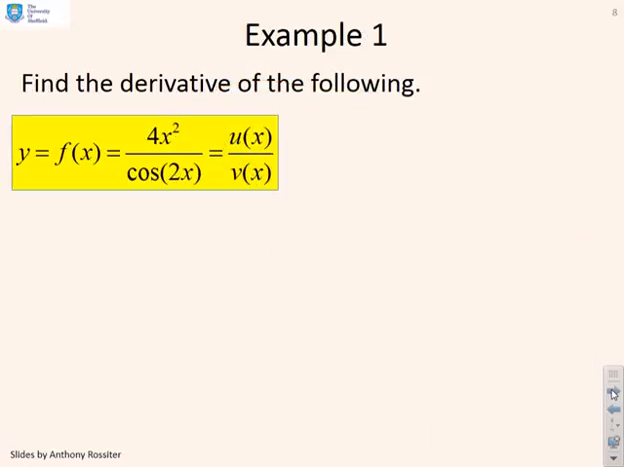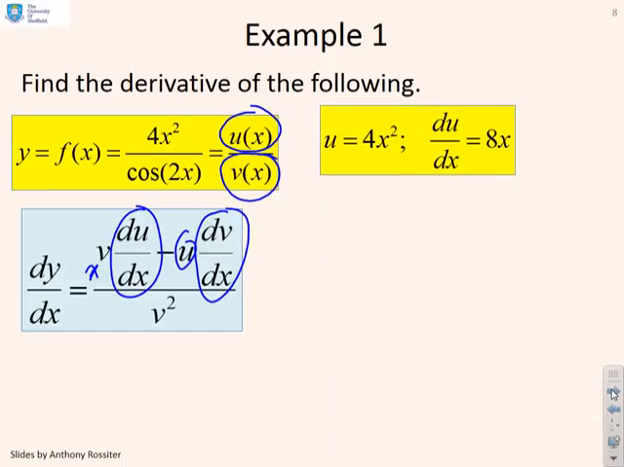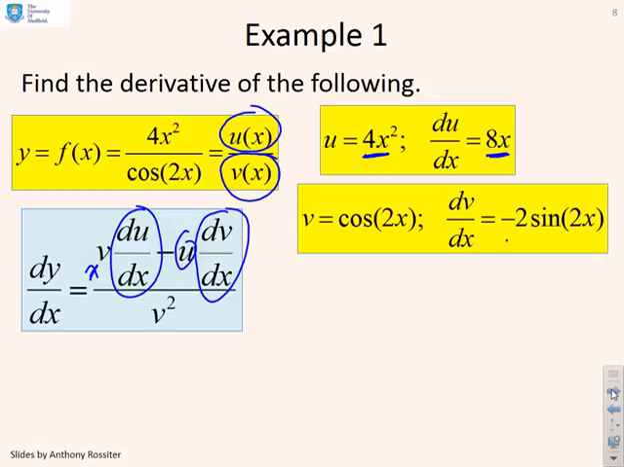Some examples then. Find the derivative of the following. And all you've got to do is keep a clear head on how you defined u and how you have defined v, and then plug the answers into this formula. So you need to know what's v, you need to know what's du dx, what's u, and what's dv dx, and then just plug them into the formula. So here, u is 4x squared, du dx is 8x. v is cos 2x, dv dx is minus 2 sine 2x.